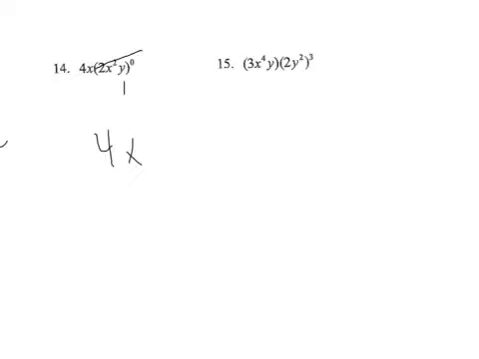And finally 15, which is more complex. In order of operations, we do the exponents first, so we have to do that third power on the right expression first. So we still have 3x to the 4th y on the left. And when we raise everything to the third power, 2 to the third is 8. And y squared to the third is y to the sixth.